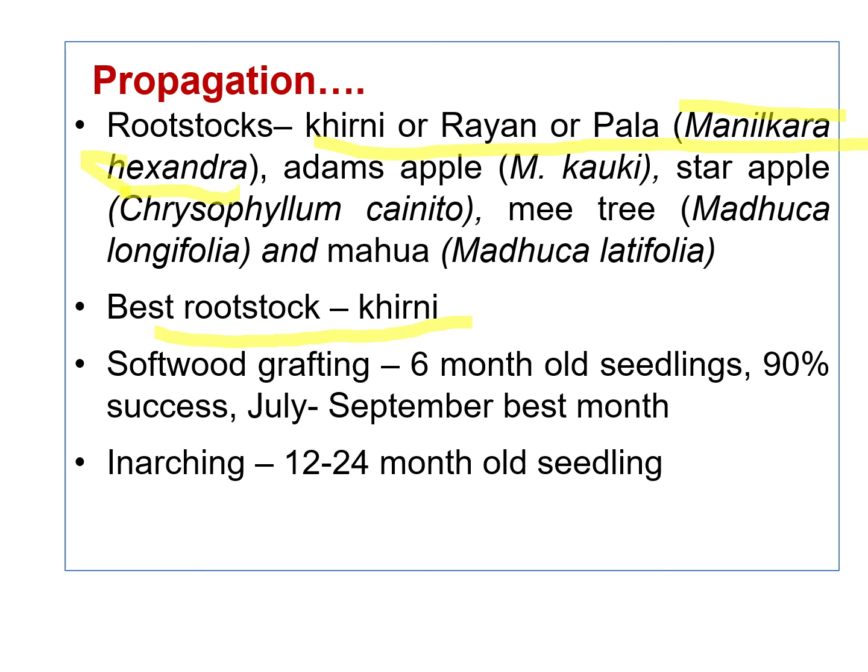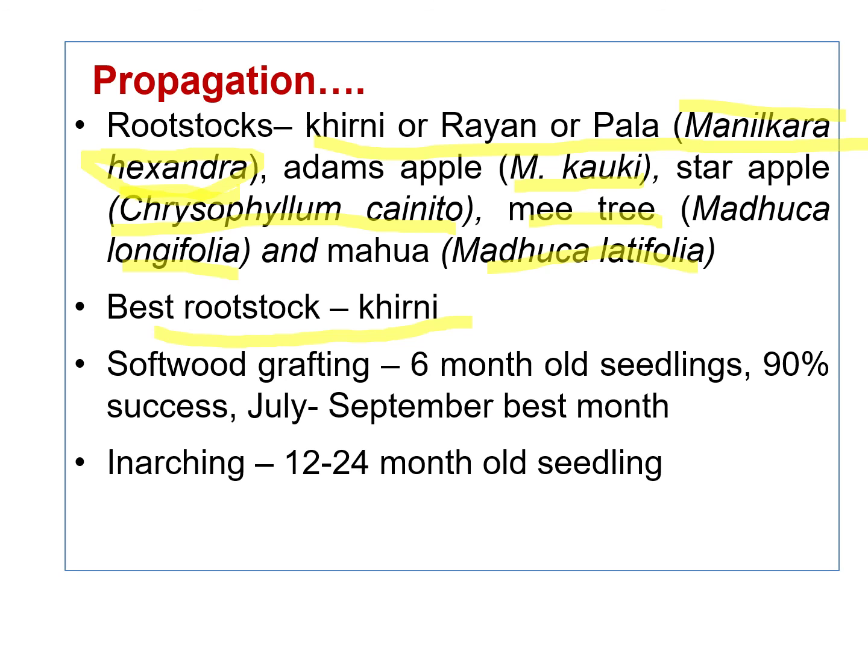This question has come many times in many competitive exams. Then next is Adam's apple, scientifically Manilkara kauki. Then star apple, Chrysophyllum cainito. Then the butter tree, that is Madhuca longifolia, and Mahua, that is Madhuca latifolia. So these are the various rootstocks used in the propagation of Sapota. But among these, the best or commercially accepted rootstock is Kirni or Ryan, which is scientifically known as Manilkara hexandra.